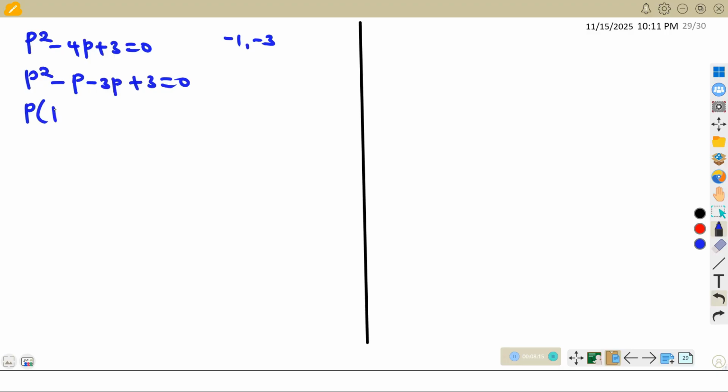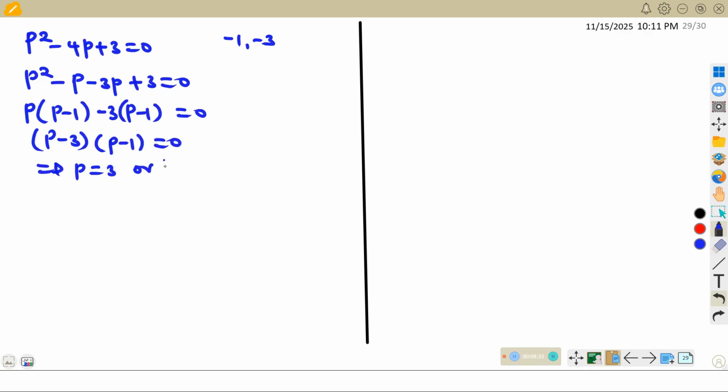So p into p minus 1, open the same bracket, p minus 1. So here we shall place -3 will be equal to 0. So p minus 3 into p minus 1 will be equal to 0. So this implies that p is 3 or p is 1.